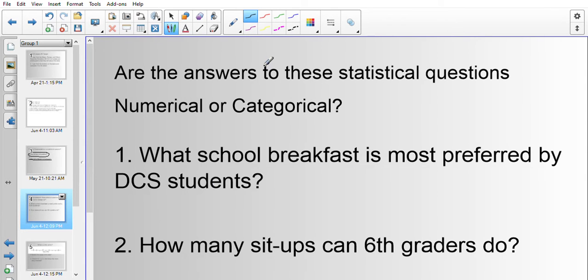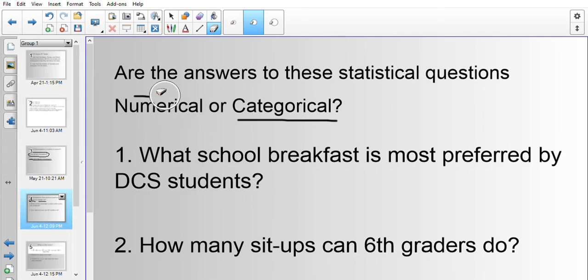So let's take a look at these two, and we're going to figure out both of these. Are the answers to these statistical questions numerical or categorical? So we need to decide whether each of these is a numerical question or a categorical question. What school breakfast is most preferred by DCS students? Now remember, numerical is going to be a question that involves a number. You can remember that by this prefix, right?